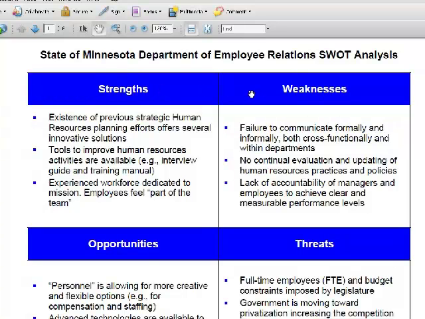So let's look at weaknesses now. Weaknesses, again, are internal to the organization, but are listed as negatives. What they found is there's a failure to communicate formally and informally. There's no continual evaluation and updating of HR practices. There's lack of accountability. So through their environmental scan, they have found these as weaknesses to their organization.